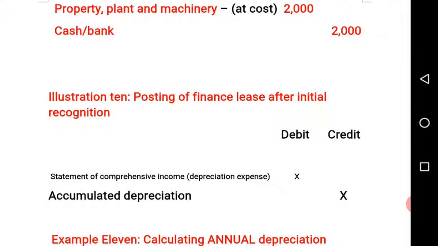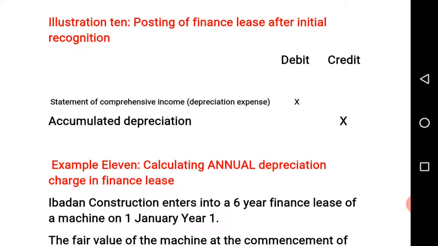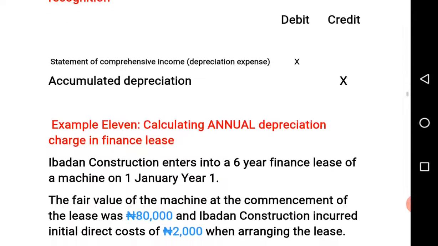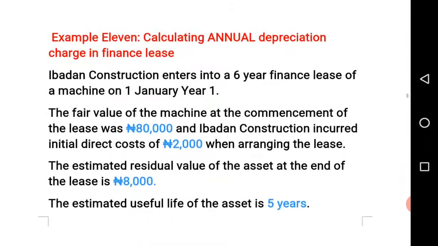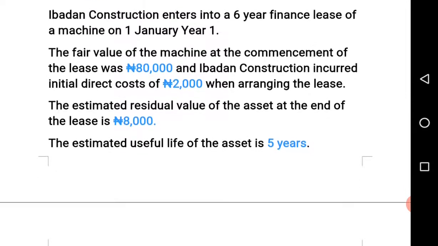So we'll go over example 11, calculating annual depreciation charge in finance lease. It says Ibadan Construction enters a 6-year finance lease of a machine on 1st January year 1. The fair value of the machine at commencement of the lease was 80,000 naira, and Ibadan Construction incurred initial direct cost of 2,000 when arranging the lease. The estimated residual value of the asset at the end of the lease is 8,000 naira. The estimated useful life of the asset is 5 years.